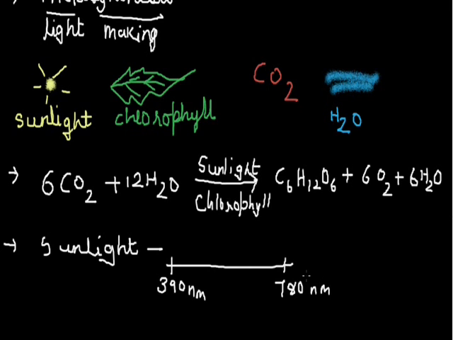Here is the infrared region, and this will be the UV region. And as we all know, visible light consists of 7 different colors, that is violet, indigo, blue, green, yellow, orange and red. So these are the 7 colors which lie in the visible range.